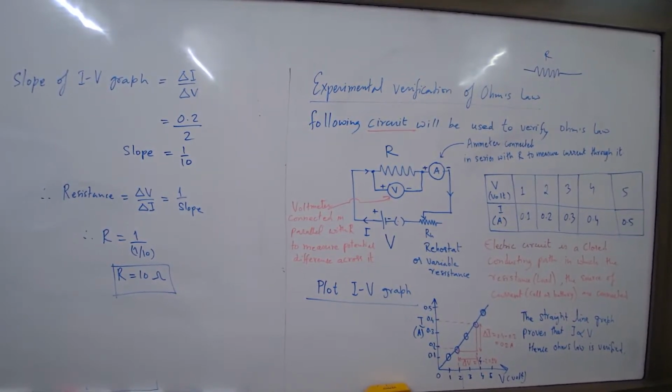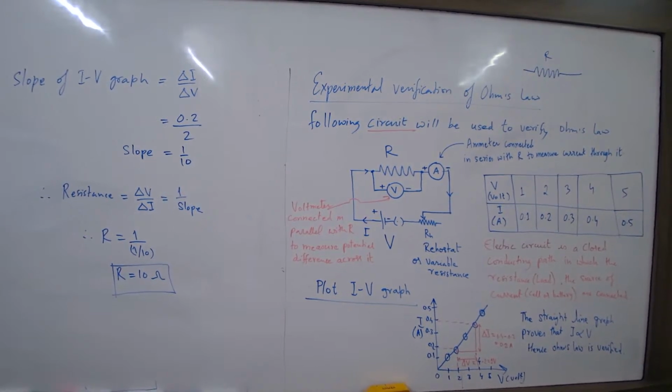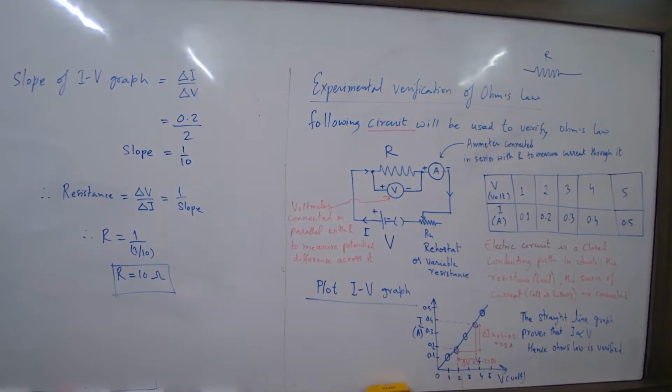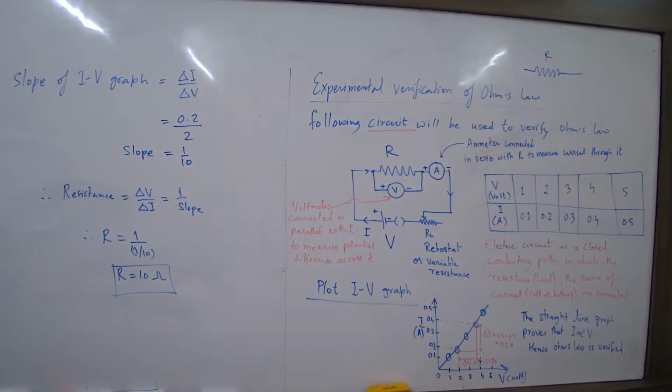We could have plotted a VI graph also. In that case, V would be on the y-axis and current will be on the x-axis. So for a VI graph, resistance is directly the slope of the graph. But for an IV graph, resistance is the reciprocal of the slope of the graph. Okay? So note.